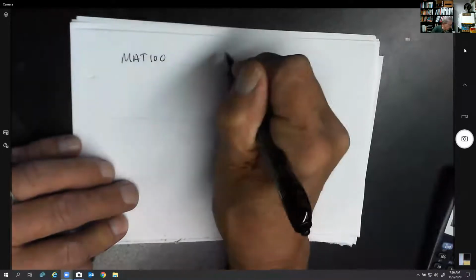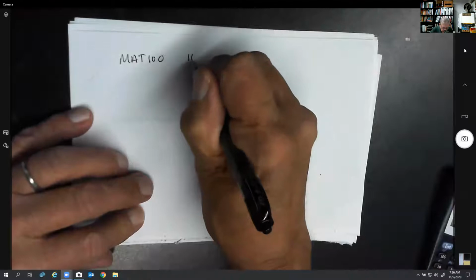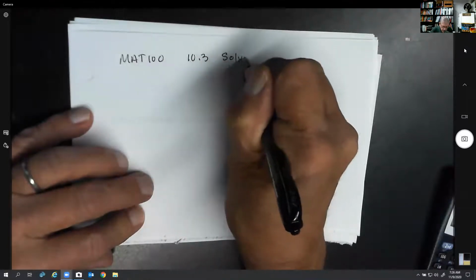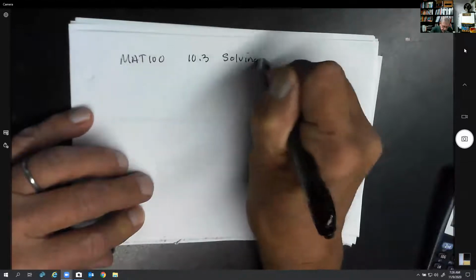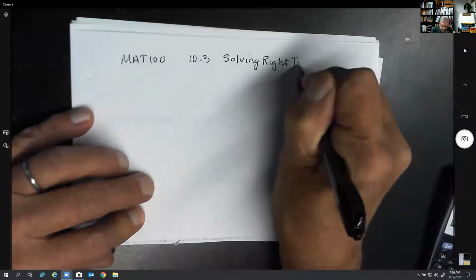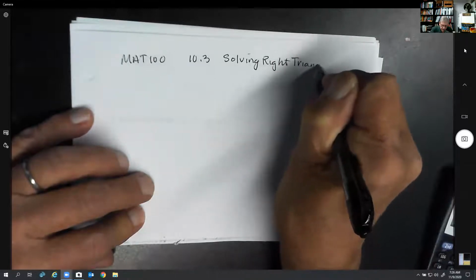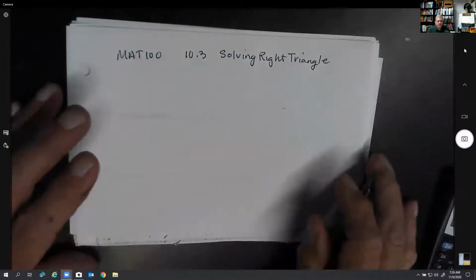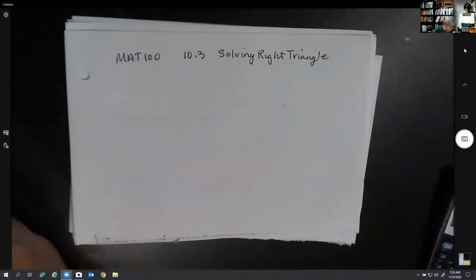Today we're going to talk about section 10.3, which is solving right triangles. And this is very useful, but sometimes it's kind of difficult when you're first starting out. But it's kind of practical too. It's a kind of a practical application.